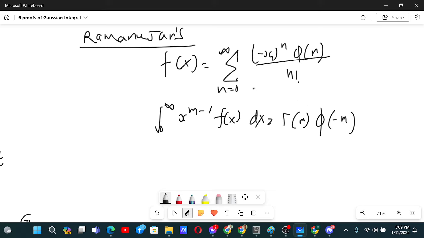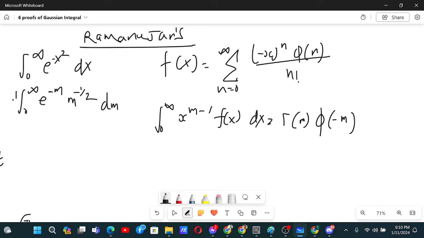So this is Ramanujan's master theorem. Now for this integral, 0 to infinity of e to the power minus x squared dx, first of all we have to make x squared as m, and that gives us e to the power minus m, m to the power minus 1 by 2 dm with 1 by 2 in front, just like when we did the gamma function problem.